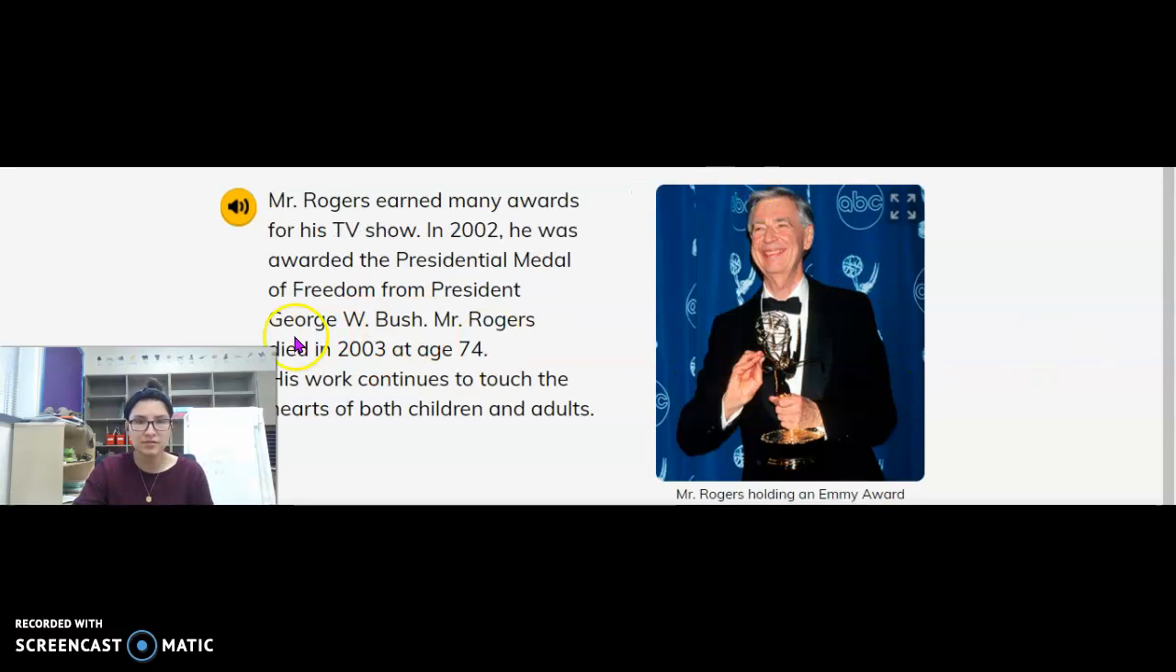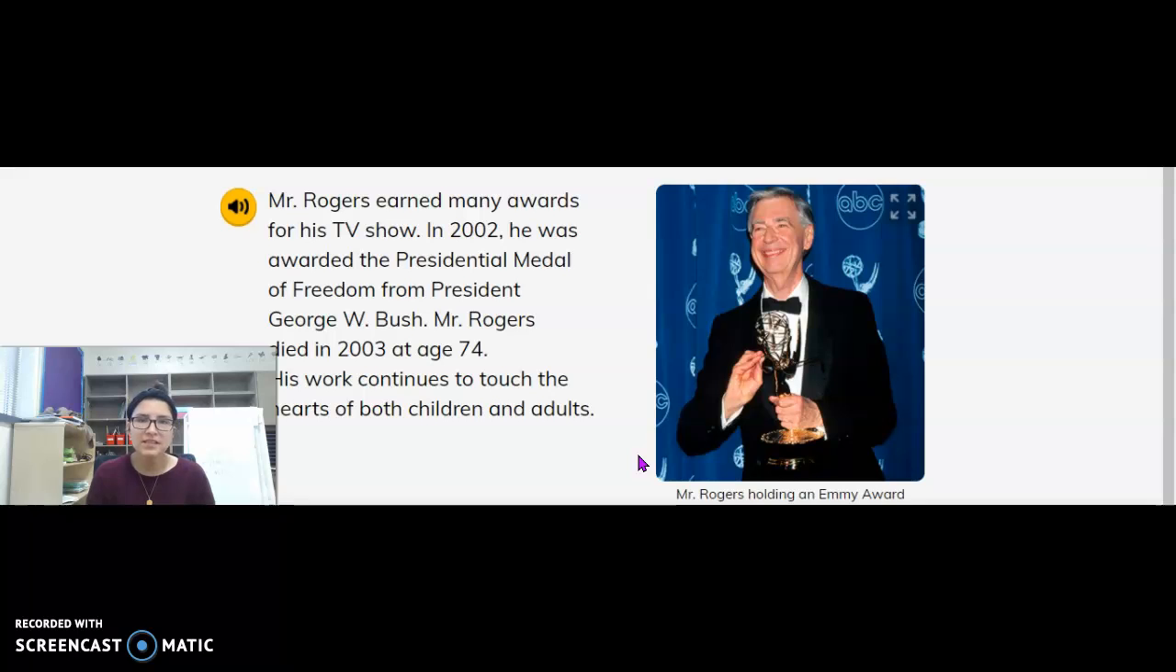Contributions. Mr. Rogers earned many awards for his TV show. In 2002, he was awarded the Presidential Medal of Freedom from President George W. Bush. Mr. Rogers died in 2003 at age 74. His work continues to touch the hearts of both children and adults.